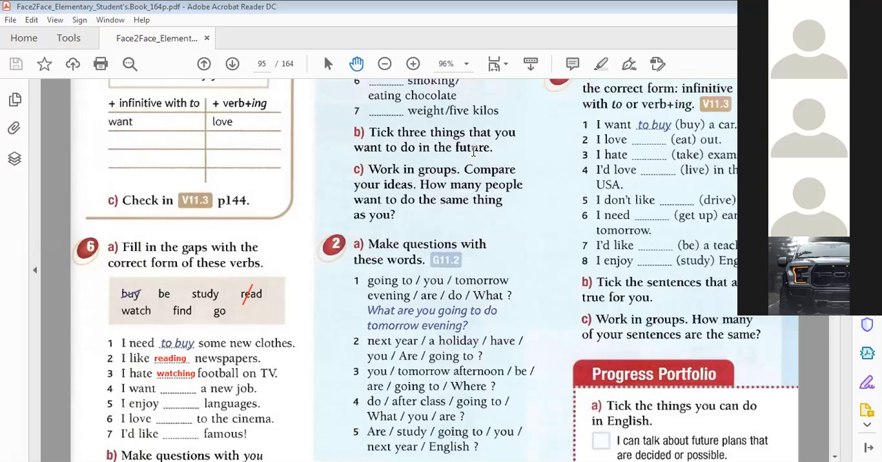What do you think, Selma? I want to find a new job. Okay. And number 5, Samiha, what do you think? I enjoy studying. Okay, good. I enjoy studying languages. All right. Okay, Abdullah, what about number 6? I love going to the cinema. Right, very good. And number 1, Rashid?